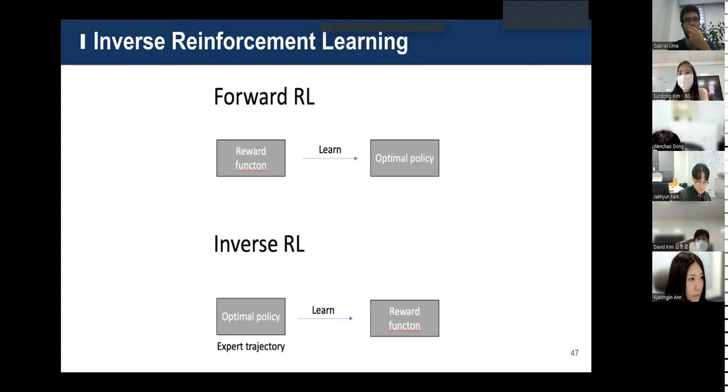Reinforcement learning is learning an optimal policy when a reward function is given. However, inverse reinforcement learning is learning the reward function when an optimal policy is given. By a given optimal policy, it means expert trajectories such as human demonstrations. Basically, inverse RL is a method to train an agent so that it can mimic human demonstrations.